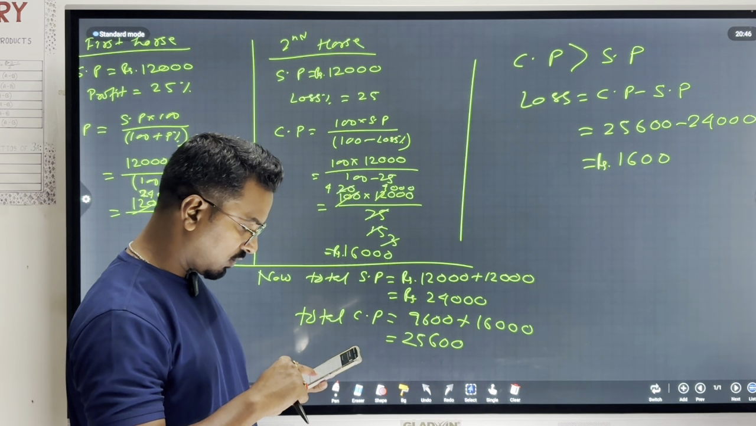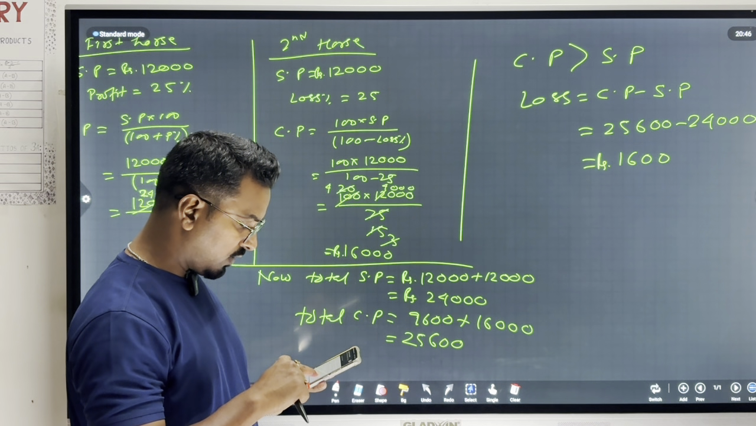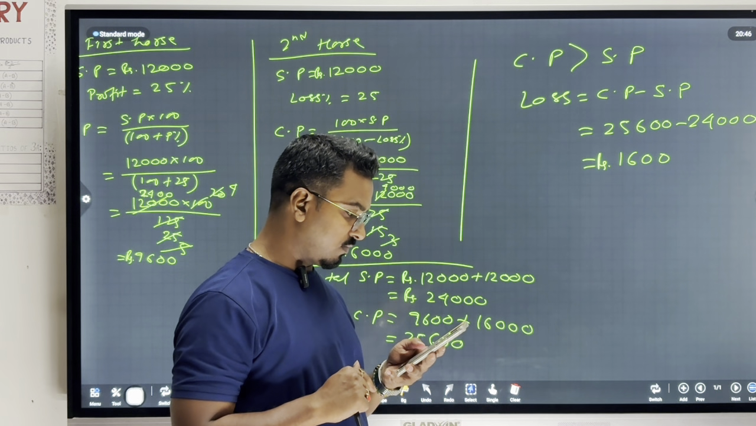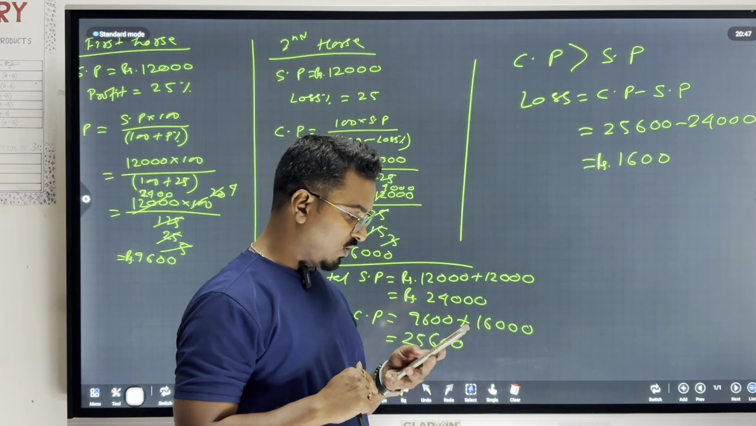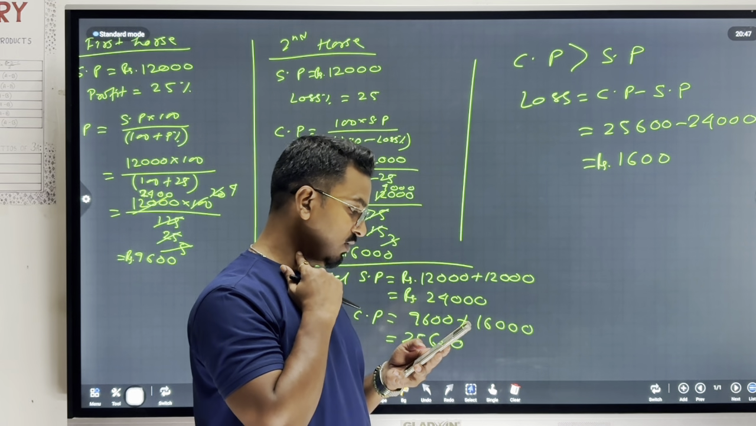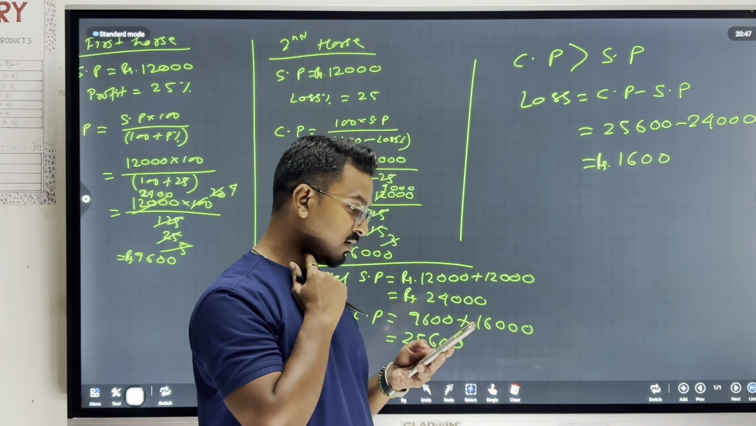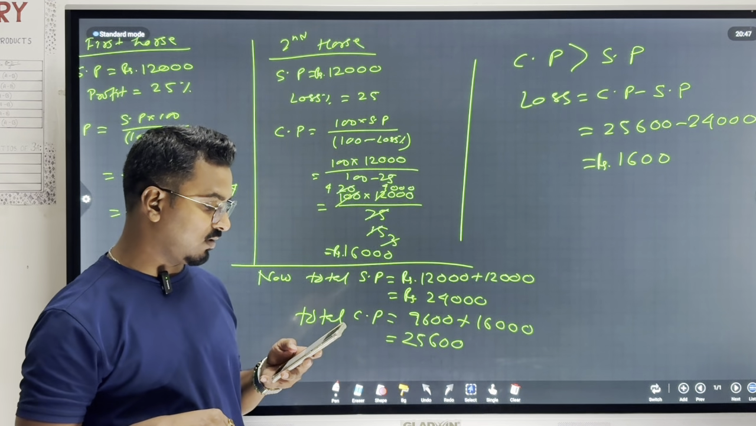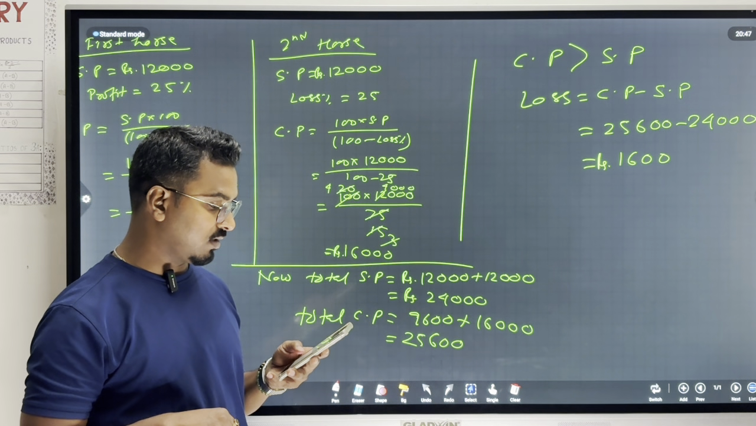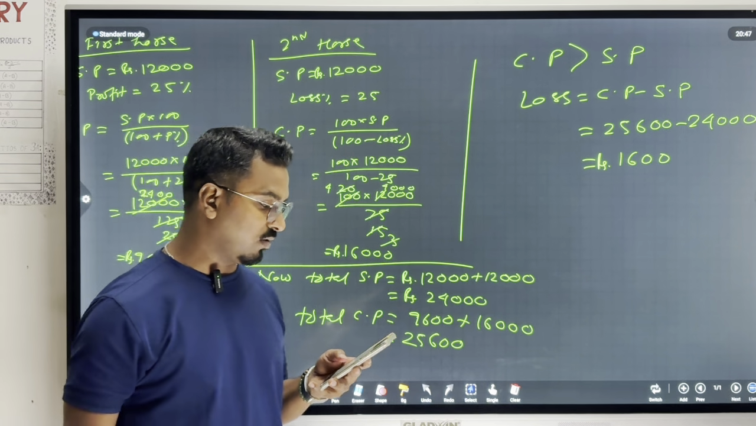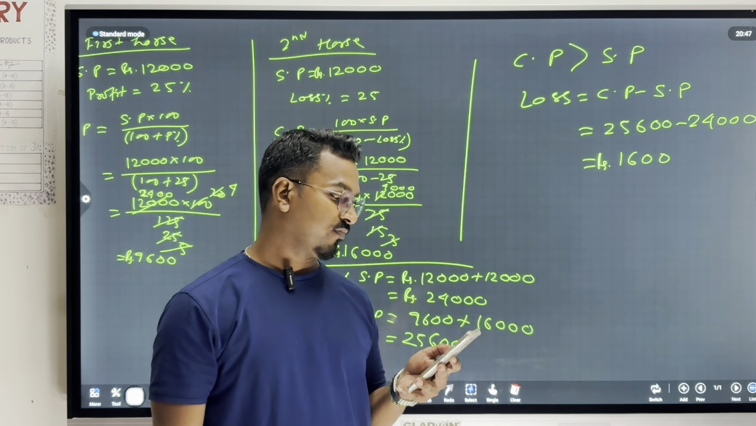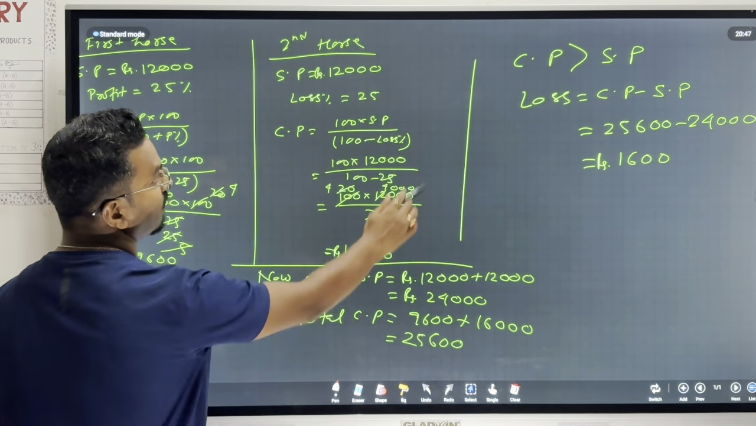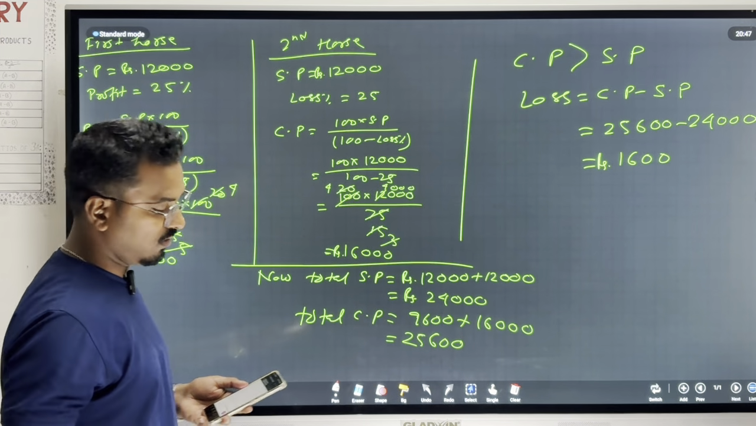Question number 8.3. You have to find... In the answer, it is given no loss or gain. That's totally wrong. There is a loss of how much? 1600 rupees. In the answer it is given wrong, no loss or no gain. The answer is given wrong. So this will be the answer. There is a loss of 1600 rupees.